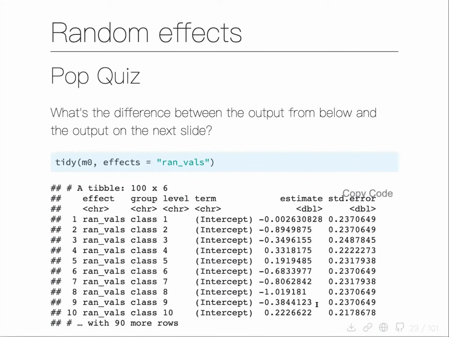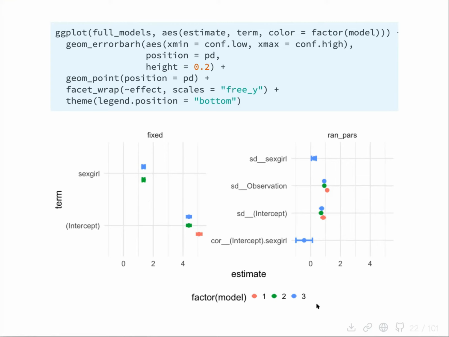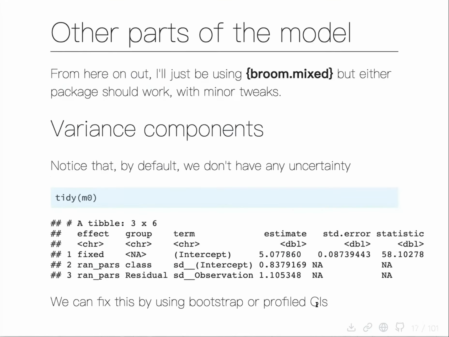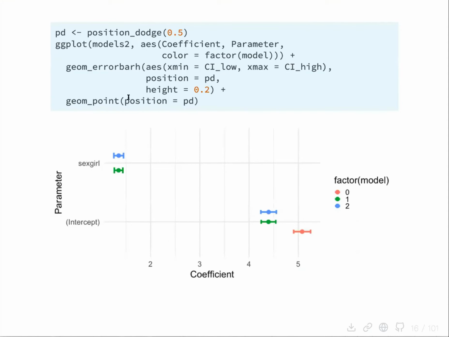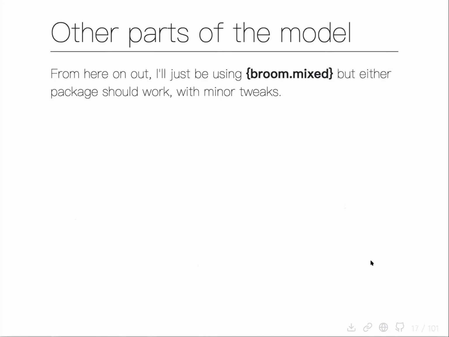Daniel, can you say what position PD, I know position identity, but PD is some padding or something? Yeah, so that comes from back here. I have this object I've created called PD, which is position dodge. Oh, okay, dodge. Thank you. Yeah, so that's just making them not all be on the same line. Yeah, gotcha.